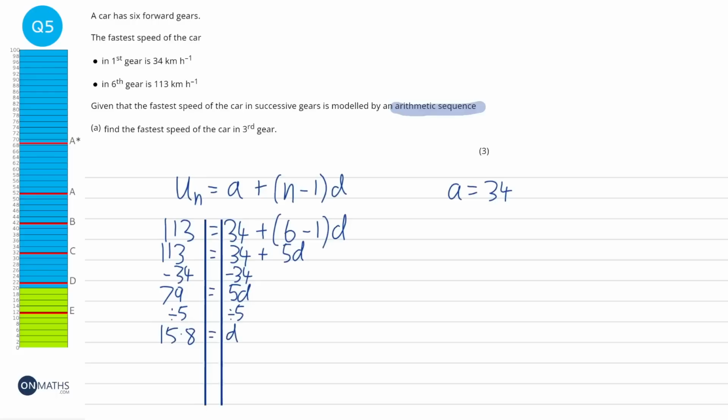So we're going to use the formula again, but this time to find out what the third term is. So the third term will be A, which is 34, plus 3 minus 1 times that common difference, 15.8. Plug that into a calculator and you get 65.6. So our answer is 65.6 kilometers per hour.